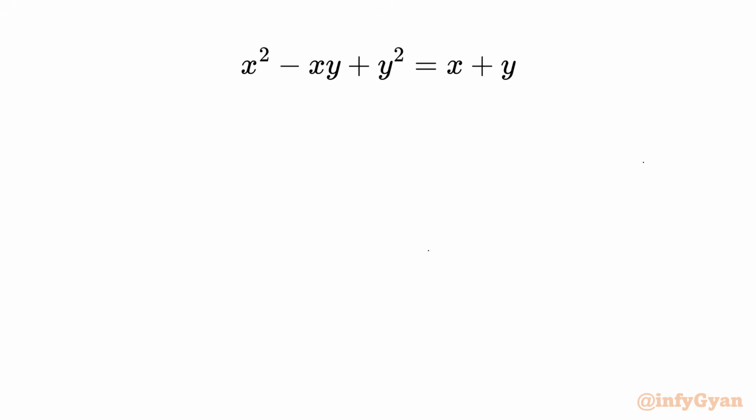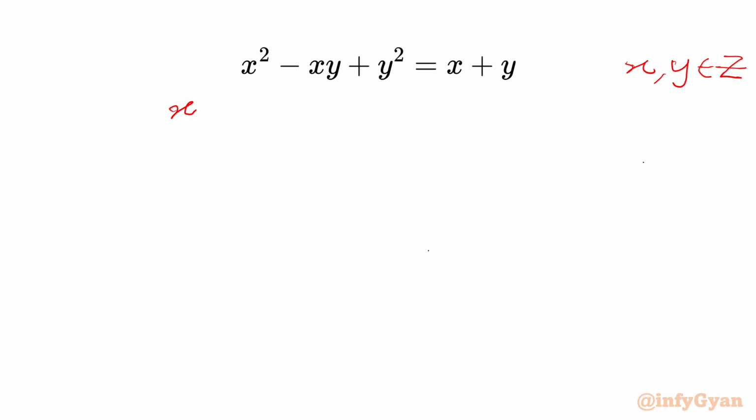Find all pairs of integers x, y that satisfy the equation x square minus xy plus y square equal to x plus y, given that x, y belong to integers. So let's get started. I will be using the discriminant method over here.